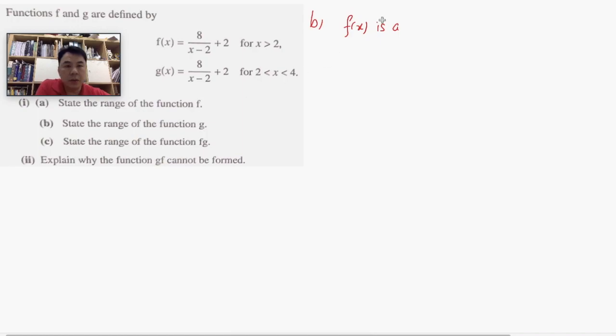Fx is a decreasing function, right? Now, when I say it is a decreasing function, we are looking at the decreasing function for this domain, for x lying between 2 and 4. And then we know that as x is approaching 2, fx is approaching infinity.